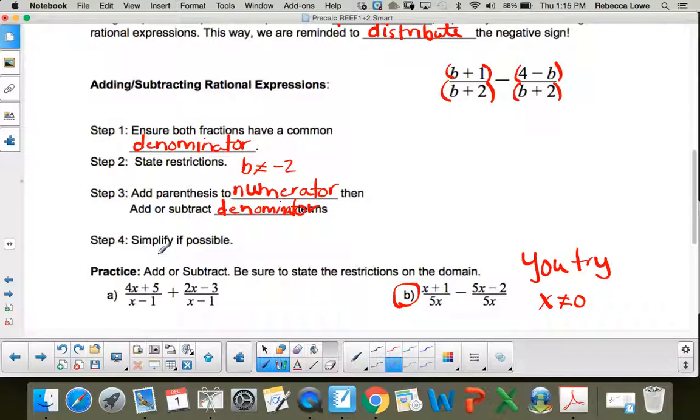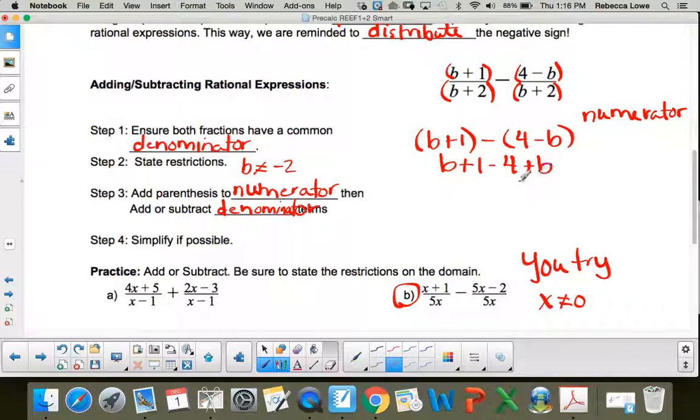And now we're going to add our numerators. So it's b plus 1 minus the quantity of 4 minus b. Now what I like to do is just work the numerator separately and then bring in the denominator. So this is the numerator being simplified. I'm distributing the negative. I'm going to add my like terms. So there is what the numerator is equal to, and now I'm going to bring the denominator back into the problem.